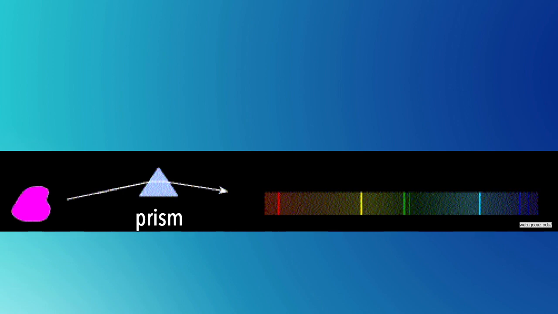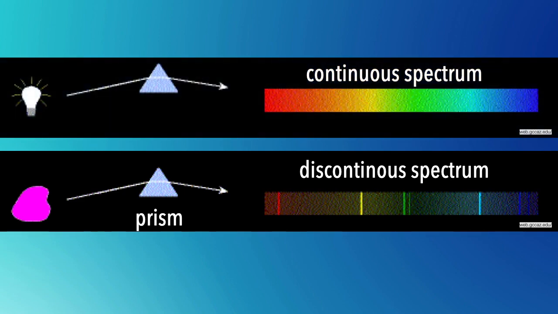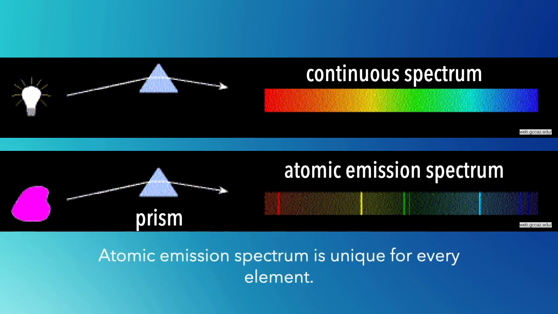Kung i-analyze natin yung light emitted by these atoms, we let this light pass through a prism, makikita natin na ang spectrum nito ay discontinuous. Ibig sabihin, kulang-kulang siya or bungi-bungi, hindi katulad ng sunlight na continuous ang kanyang spectrum. Ang tawag sa spectrum ng light mula sa elements ay atomic emission spectrum. And atomic emission spectrum is unique for every element.